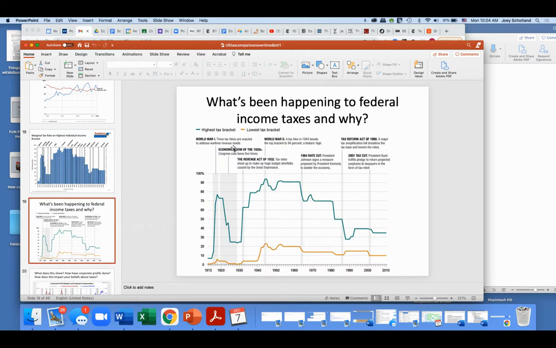I like this one because it shows you the highest tax rate in blue and the lowest tax rate in orange. So, what has happened to the top tax rate on the richest Americans? Has it gone up or down over the decades? And what has happened to the tax rate on the poorest Americans? Has it gone up or down over the decades?